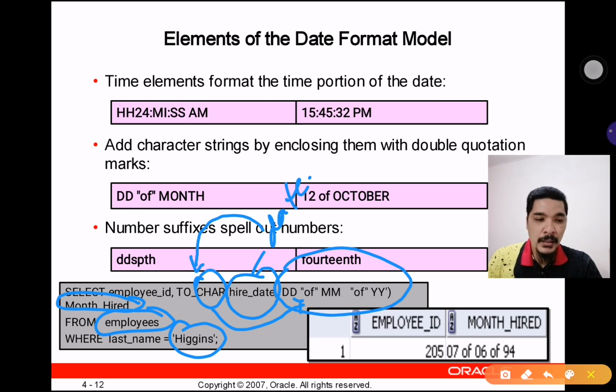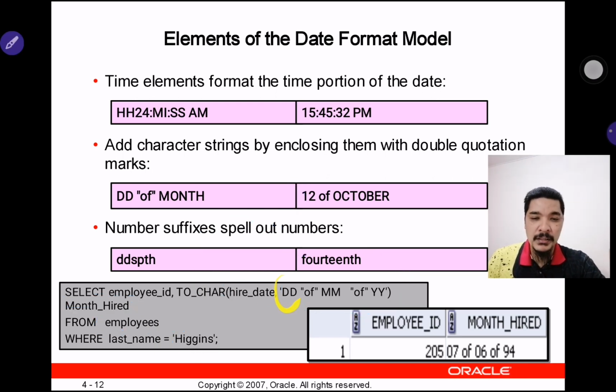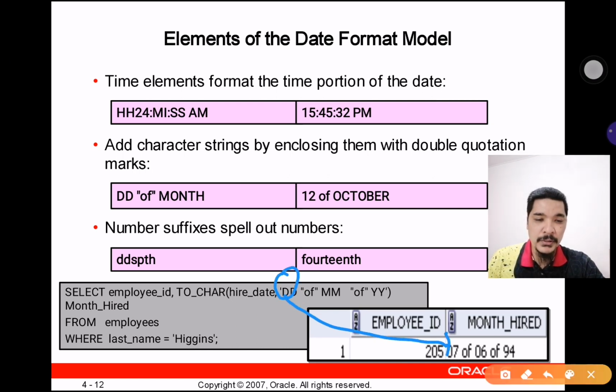Okay, so the output is, if let's say we put DD here, it is converted into the 2-digit number 07. Then MM is 06 because of June. MM is 2-digit. If let's say you put MONTH, it will spell it JUNE. And then the next one is YY. YY is 94 because it is the 2 digits of the year. Alright, so this is the output.